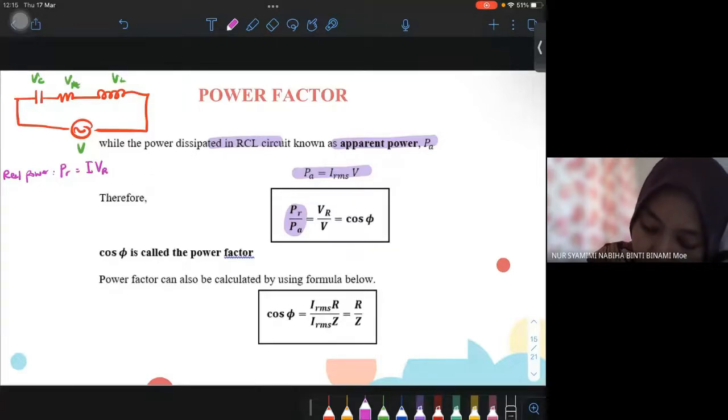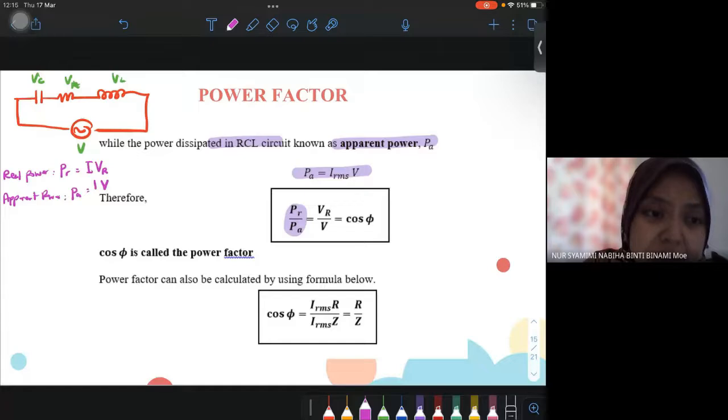Okay. The power lost in the RCL circuit we call apparent power, or P_A. So P_A is equal to I V, V only. Alright. So to get the power factor, it is real power divided by apparent power. So we know that cos phi is equal to P real divided by P apparent.